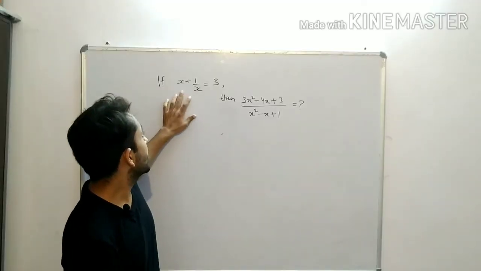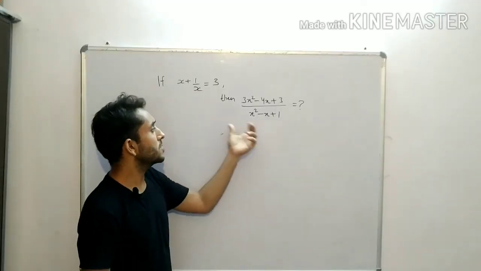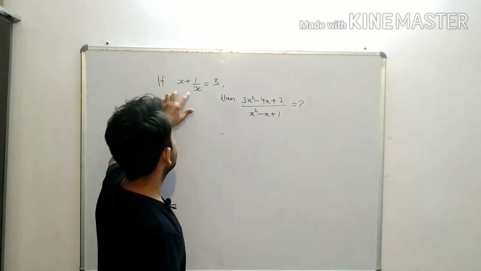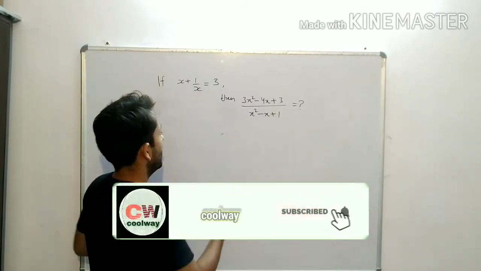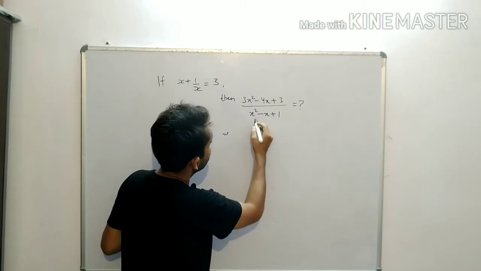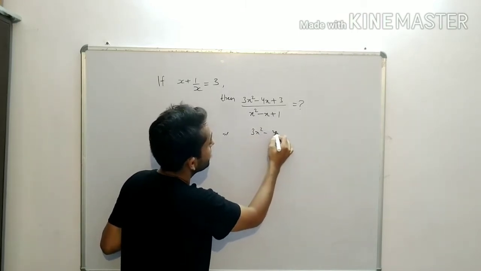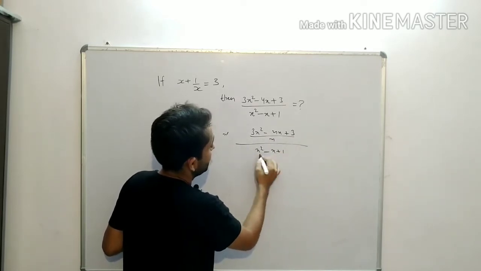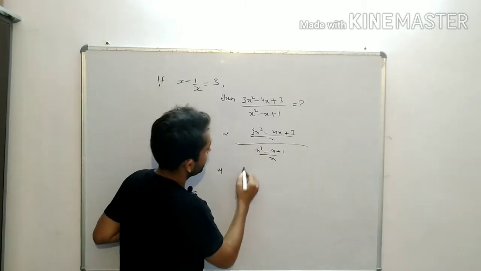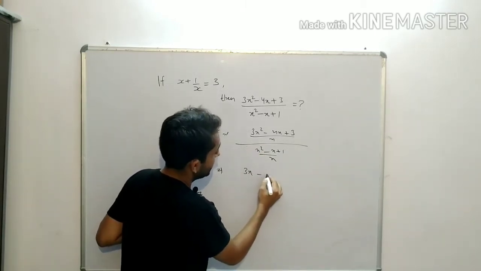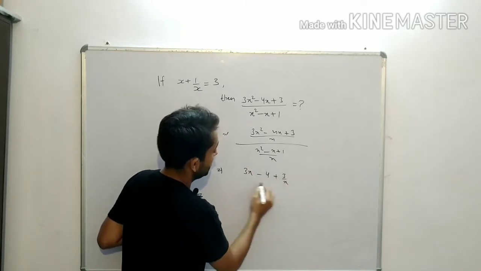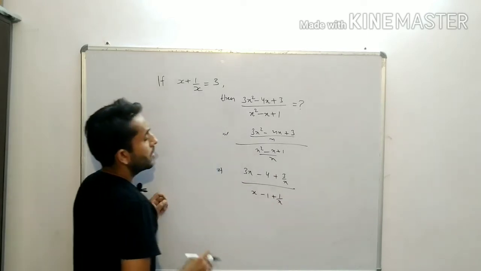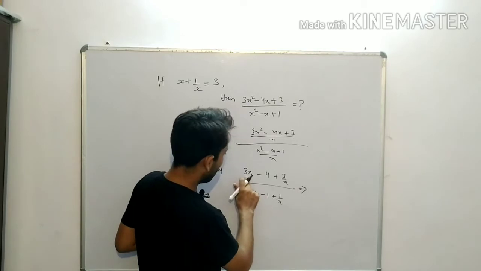So our first question is, if x plus 1 by x equal to 3, then what is the value of this one? So in this type of questions we try to make use of this value. So simply divide by x in numerator and denominator, we get this and this. After solving it, this one becomes 3x minus 4 plus 3 by x divided by x minus 1 plus 1 by x. Then in numerator we further solve it.